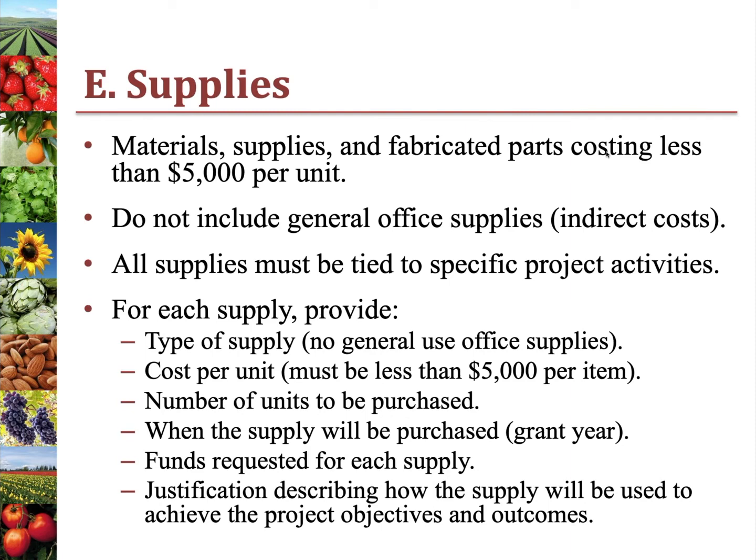In the table provided, enter the type of supply to be purchased, the cost per unit, the number of units, when the supply will be purchased, and the funds requested. And below the table, provide a justification for each supply describing how the supply will be used to achieve the project objectives and outcomes, and identify the objective numbers from the project objectives and work plan template.